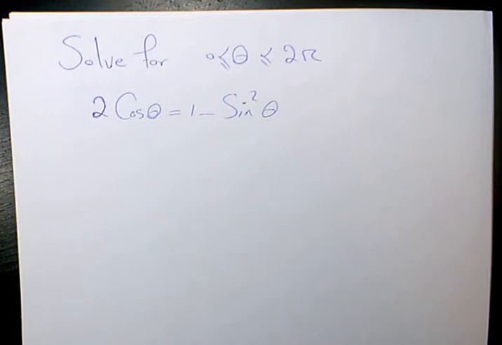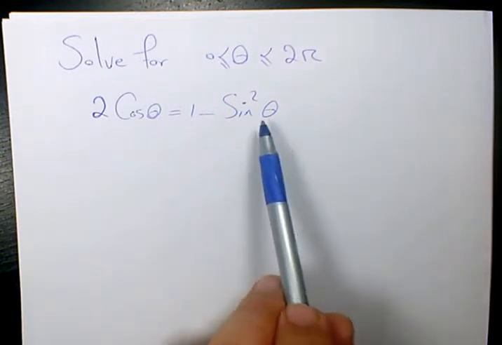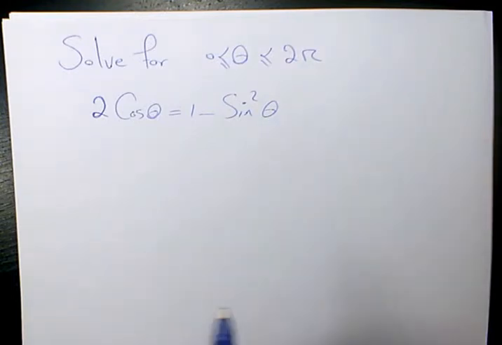In this video I want to show you how to solve this trig equation, which is 2 cosine theta equals 1 minus sine squared theta. And we need to solve it for theta between 0 and 2 pi. As you see here, on one side I have cosine, and on the other side I have sine squared theta. So the best method is to convert this sine squared to cosine squared.